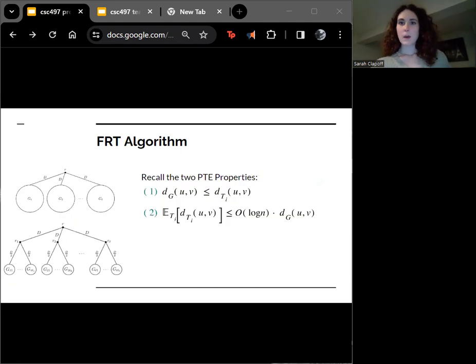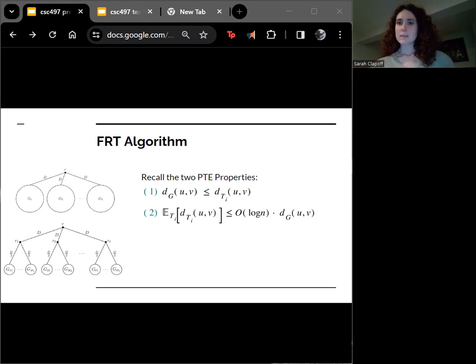So just bringing it back to the two PTE properties, we can prove that this algorithm does indeed produce a correct PTE by proving that these two are satisfied. And I'm just going to explain them really broadly in the interest of time. So the first property is that for any two nodes, the distance in the tree is larger than the distance in the graph.